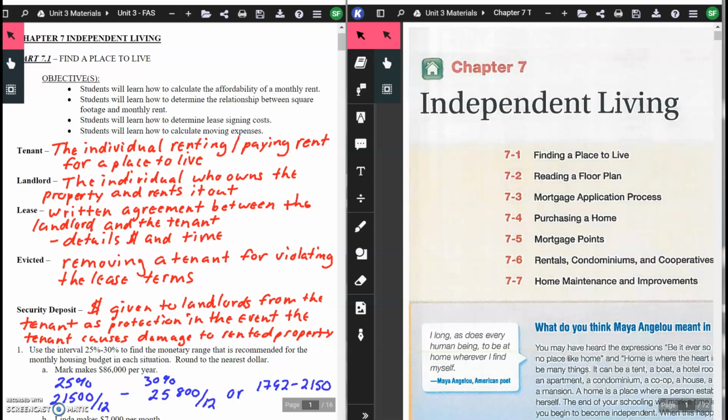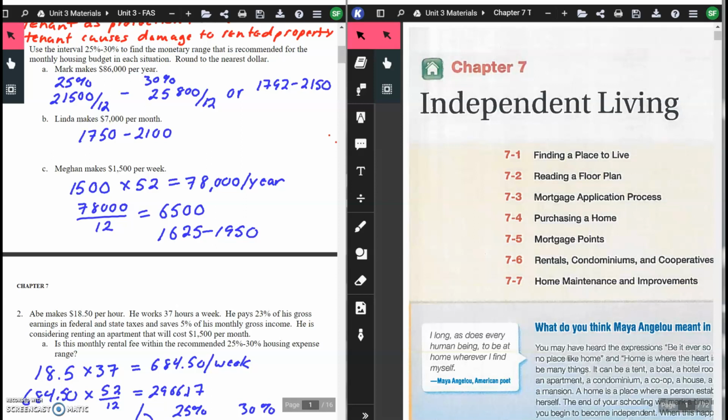Security deposit: money given to landlords from the tenant as protection in the event the tenant causes damage to the rented property. Problem number 1, use the interval 25% to 30% to find the monetary range that is recommended for the monthly housing budget in each situation. Round to the nearest dollar. Mark makes $86,000 per year. So 25% of $86,000 is $21,500. 30% of $86,000 is $25,800.